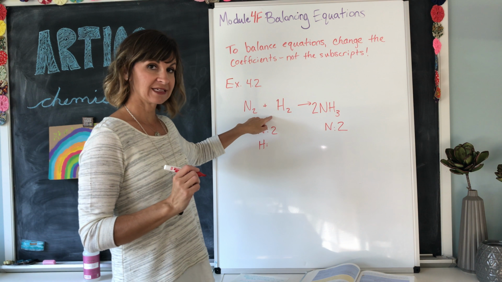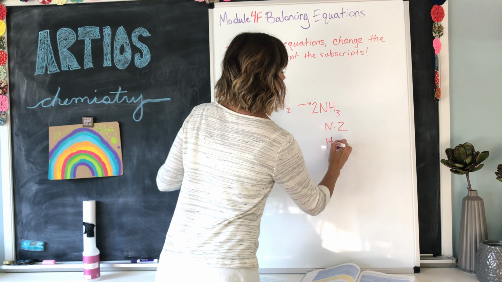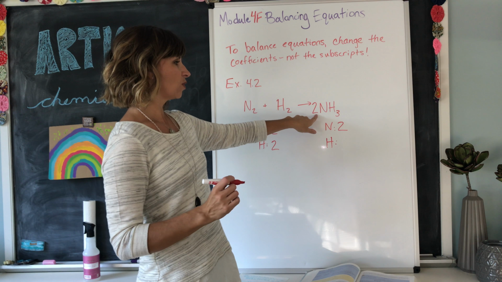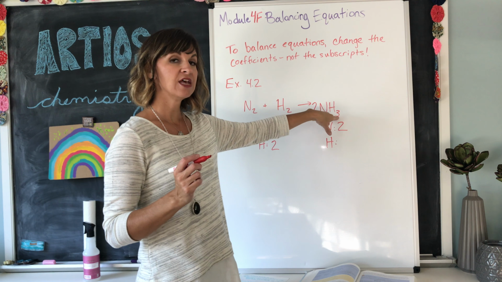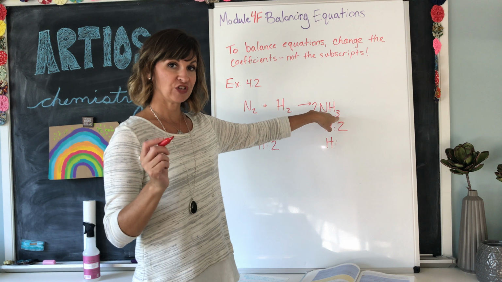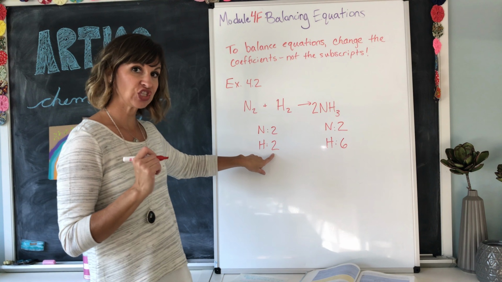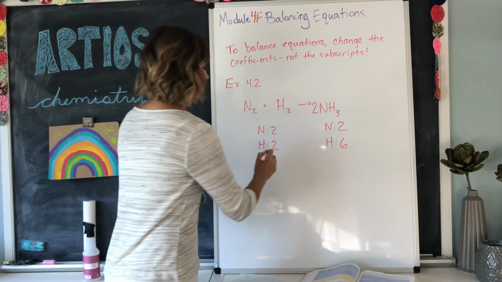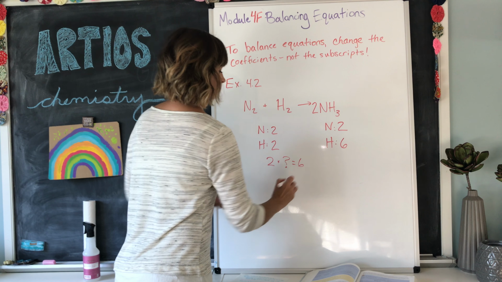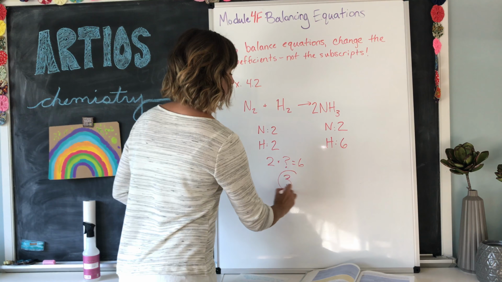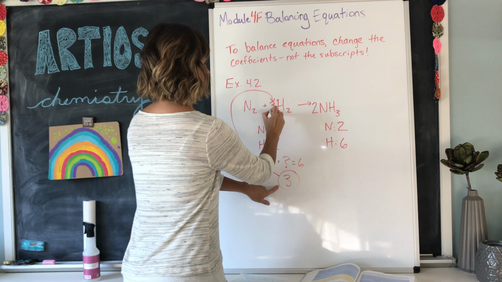Hydrogen on the reactant side, there are 2 present. Hydrogen on the product side now has, we multiply the coefficient times hydrogen subscript, 2 times 3. So now there are 6 hydrogen atoms on the product side. Okay? Again, we only had 2 over here. We want this to be 6. So 2 times what equals 6? 2 times 3. So 3 is going to be our coefficient that we're going to plug in out front here.